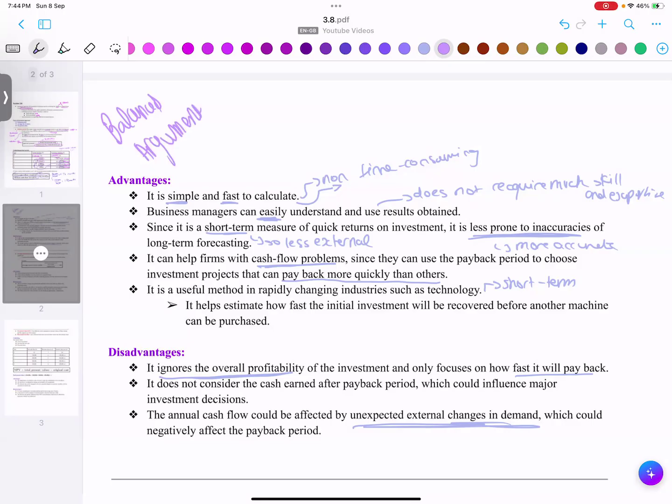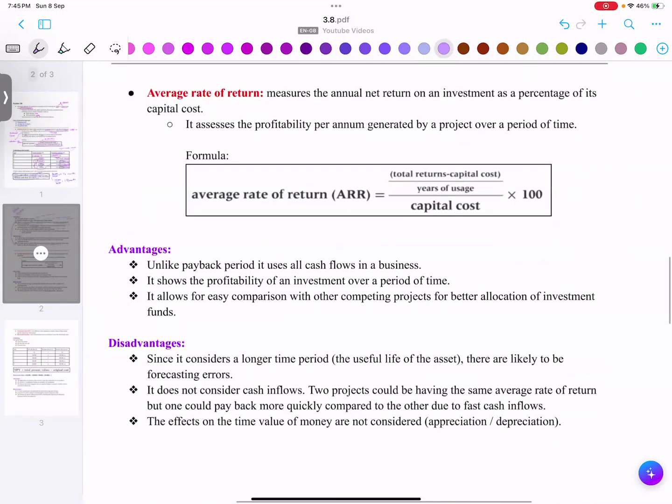So for example, both third points in the advantage and disadvantage can be used as a claim and the counterclaim. Because again, when you're asked to evaluate, when you're asked a 4 marker, 6 marker, 10 marker, you always have to bring up the counter argument. You always have to acknowledge the counter argument, right? So that's it. Now for average rate of return.